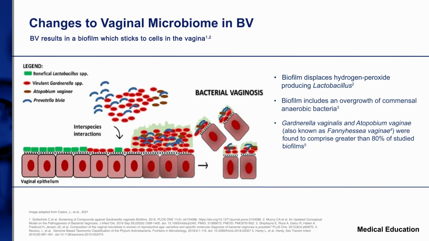The overgrowth of this anaerobic bacteria, which is unfavorable to the normal hydrogen peroxide producing lactobacillus, elevates the vaginal pH and produces metabolites like vaginal sialidase that promotes breakdown of the protective mucus layer on the vaginal epithelium. And this in turn causes increased adherence of BV-associated bacteria such as Etopobium, Prevotella, etc., along the vaginal epithelium, leading to the formation of this polymicrobial BV biofilm.